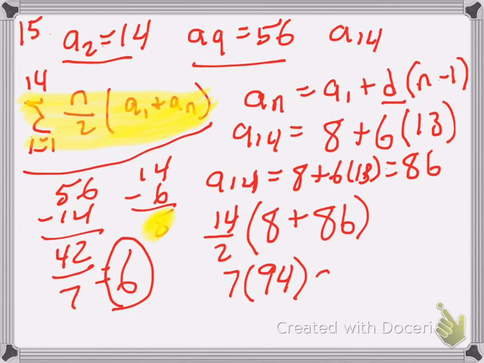94, and 7 times 94 is 658. And that's our solution for problem 15.